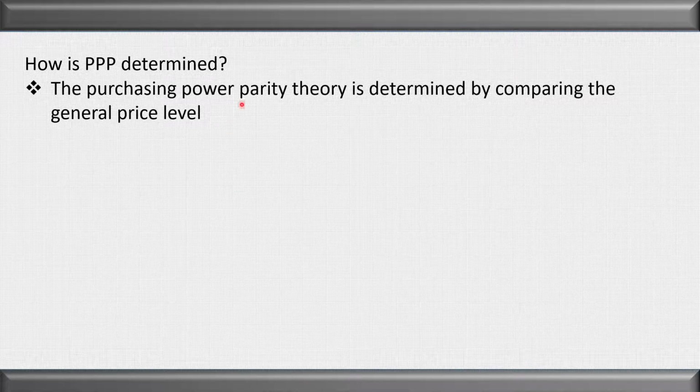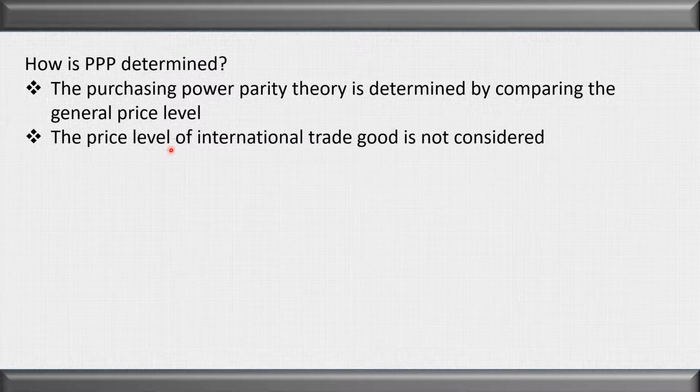The purchasing power parity theory is determined by comparing the general price level. We never compare the international trade goods. Why? Because in the case of international trade goods, the tariffs will be considered. But in purchasing power parity, we never consider the international trade goods; rather we consider the general price level, the price of the goods within the country.